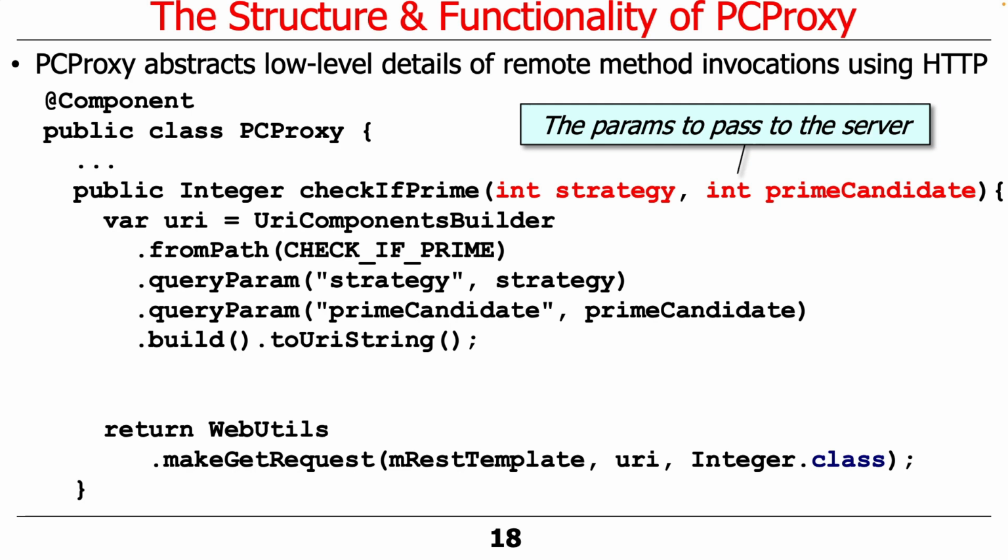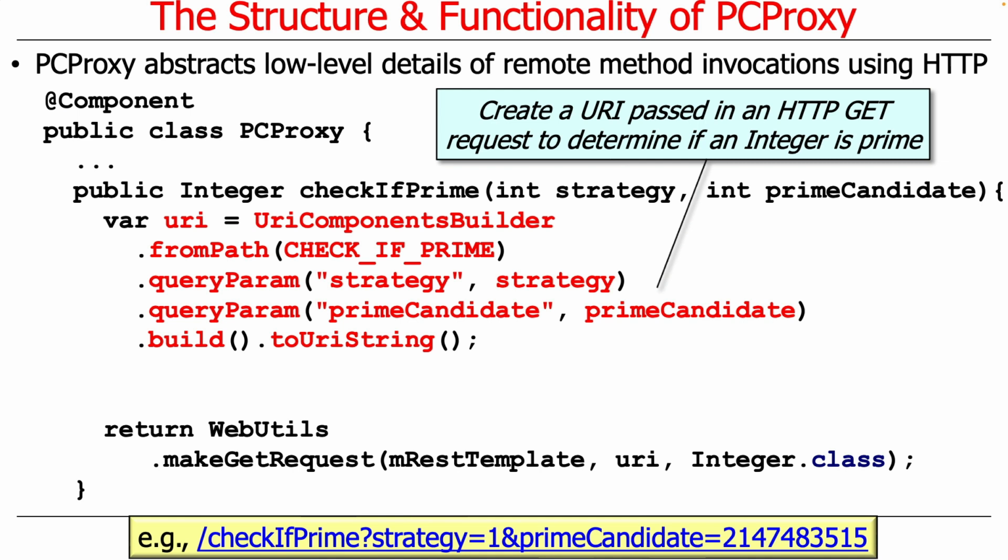This is what checkIfPrime looks like. We pass some parameters to the server. We build the URI using fromPath and queryParam for the prime candidate. So we're going to encode the strategy and the prime candidate, and we build everything up here. That's exactly like your code. And this is what it looks like under the hood if you were to actually look at what the encoding looks like. We have checkIfPrime as the route name. We have strategy equal 1, which I think is parallel stream maybe. And then we have the prime candidate, which is just the value that we put in there. So that's encoded in the URI.